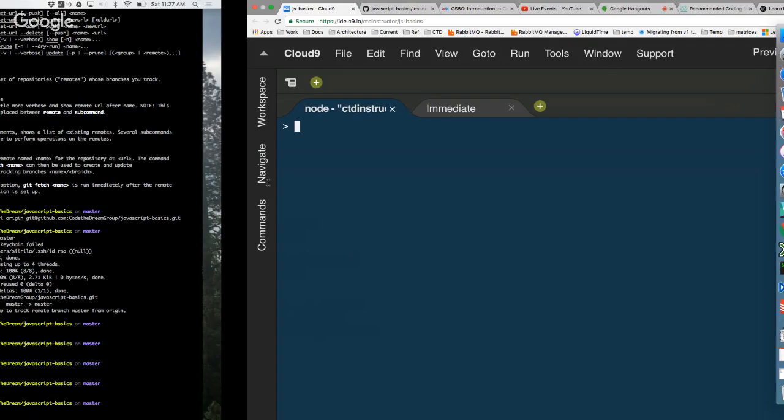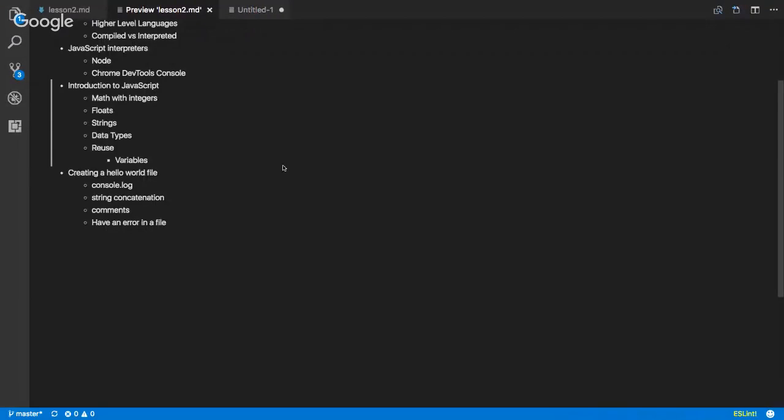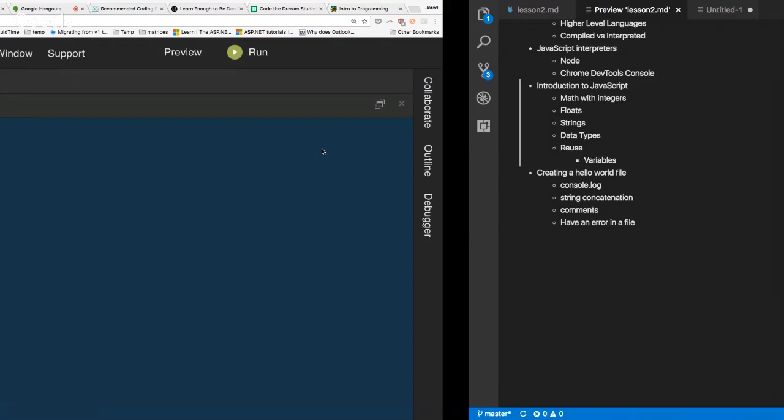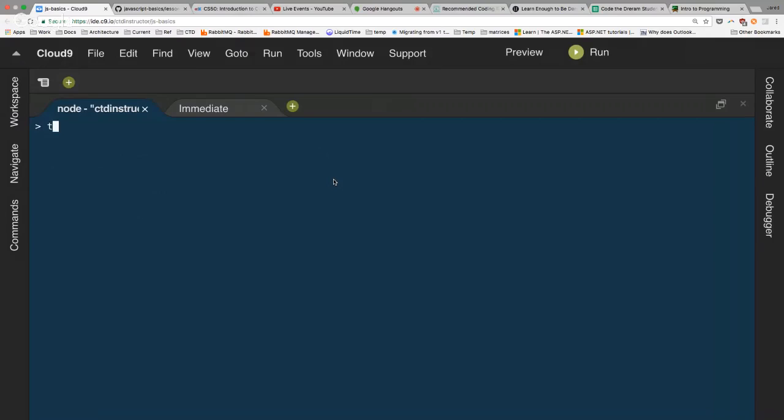So let me make sure I'm covering all the bits I wanted to. All right, we looked at the type of for a number. So what do you think the type of for a string is going to be? String? It's just string. And this type of, it's not something you need to know right now, but it's just a way to see what the type of anything is in JavaScript.